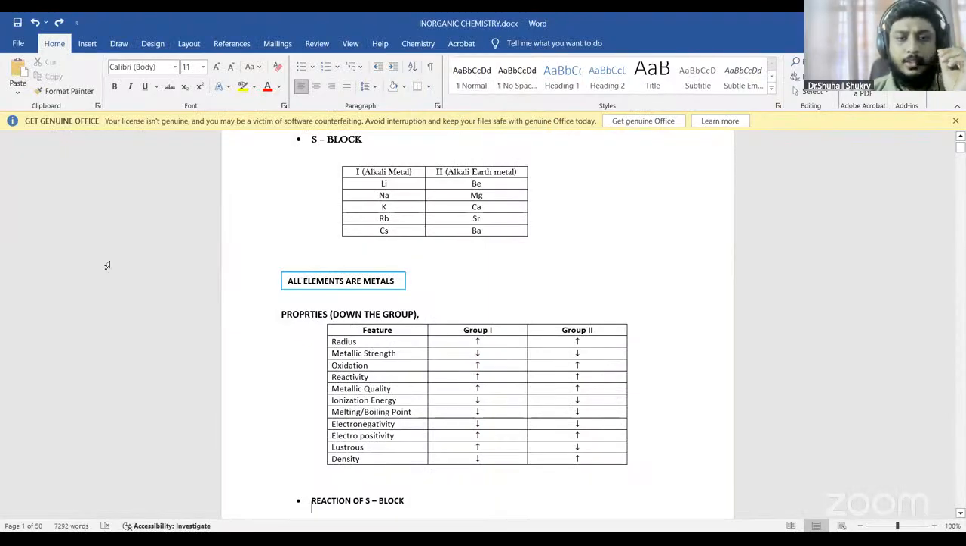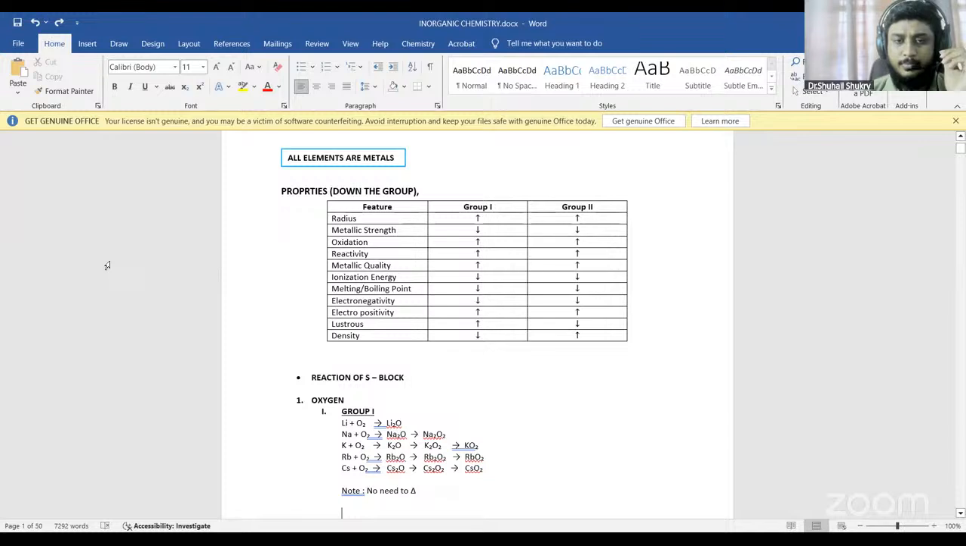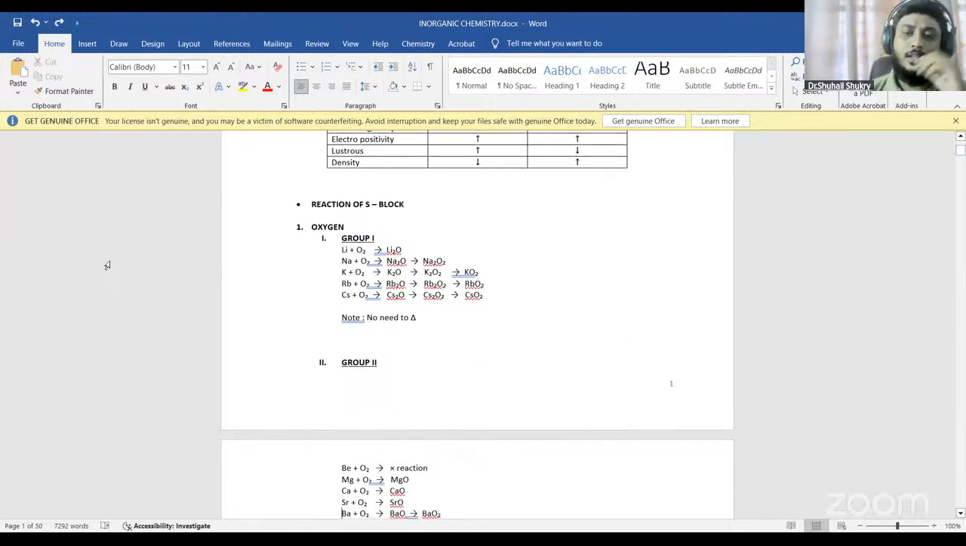Now, mainly here we are going to speak about the reactions. In these reactions, we are going to speak based on a few things. First, we are going to speak about the reactions with oxygen. Carefully listen. S block elements, group 1 and group 2 elements, with oxygen. Now we are going to speak about that.